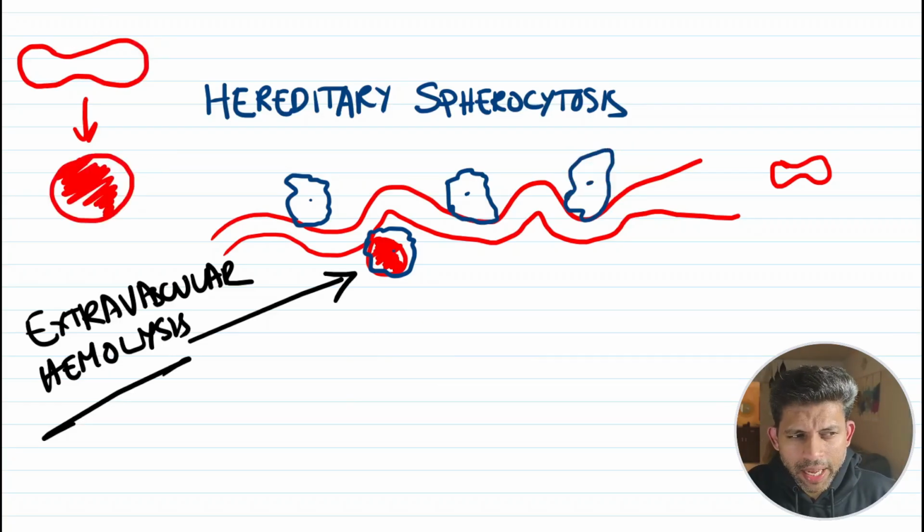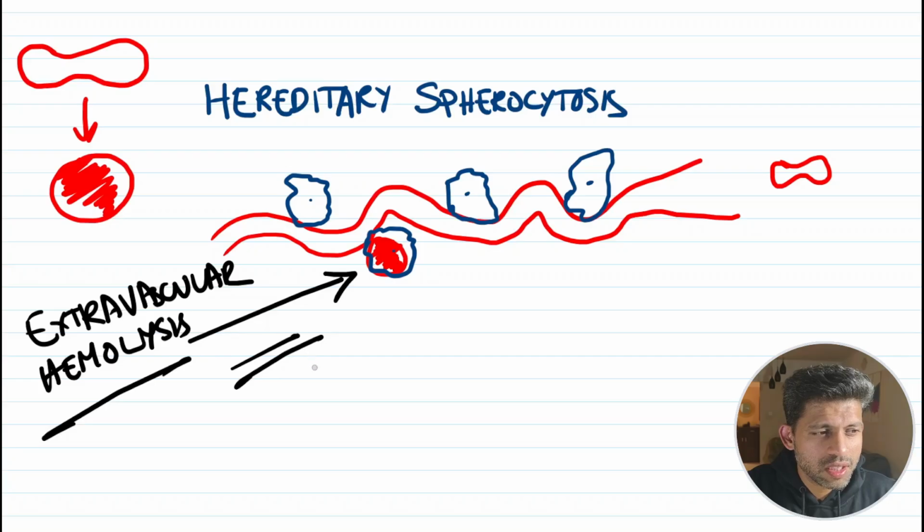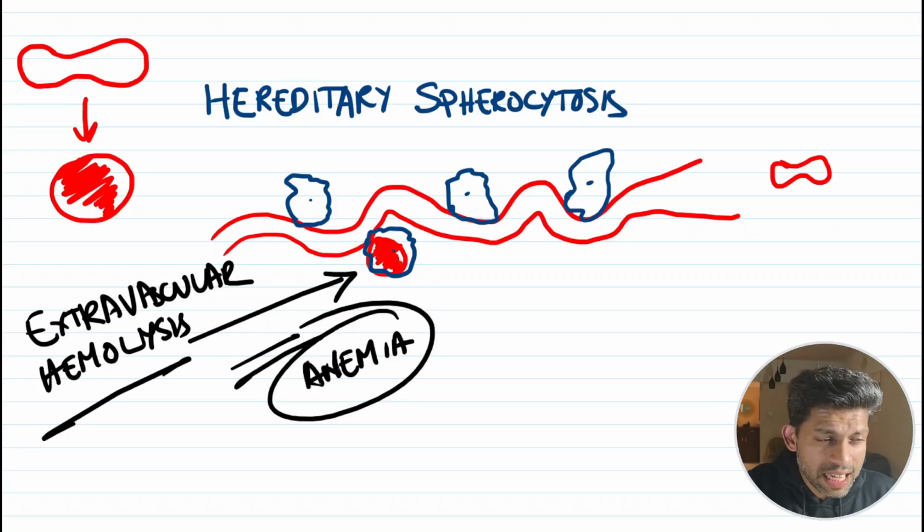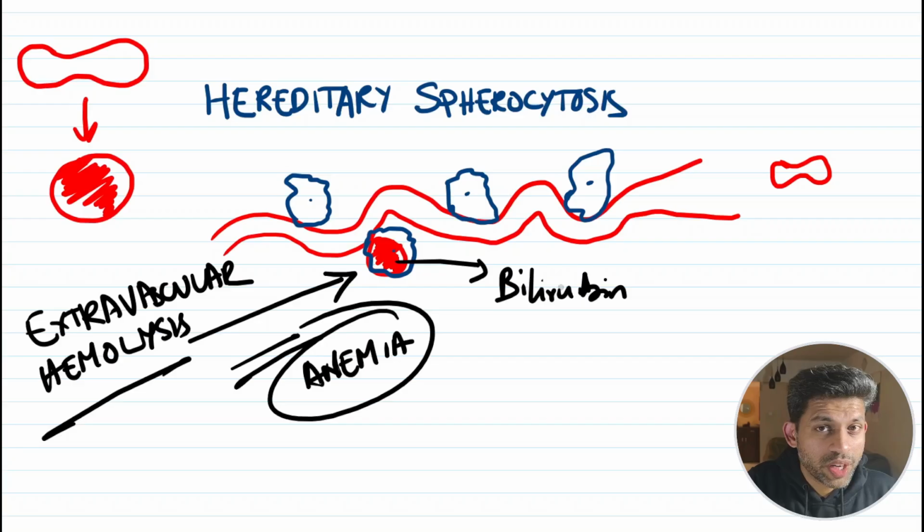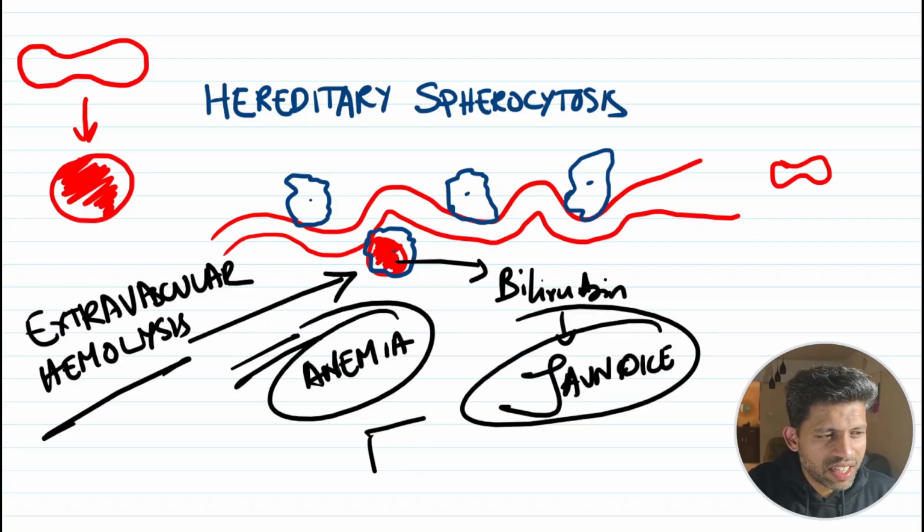If you think about the mechanism, clinical features become quite simple. As most of the RBCs are destroyed in the spleen due to extravascular hemolysis, you get anemia. And the heme in the destroyed RBCs finally gets converted to bilirubin. And since bilirubin increases, you get jaundice. And when the liver excretes a lot of bile, pigment gallstones are formed inside the gallbladder.